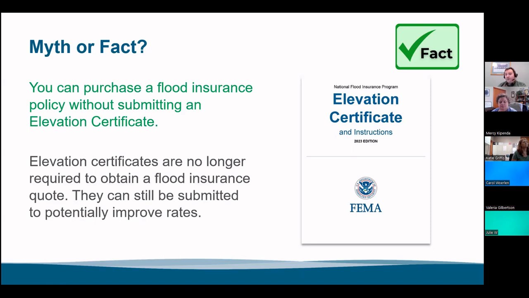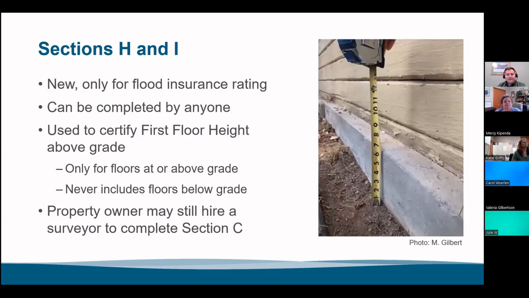You can now go apply and get an answer within minutes. And you don't have to submit an elevation certificate. Now, with that said, because you're not submitting that property specific information, your rate might not be as accurate as it could be, and you might end up paying more for insurance. I think somebody had pointed that out in the chat. So you can still submit an elevation certificate to get an improved rate. Like I said before, 80 to 90% of people that have done that have seen an improved rate.